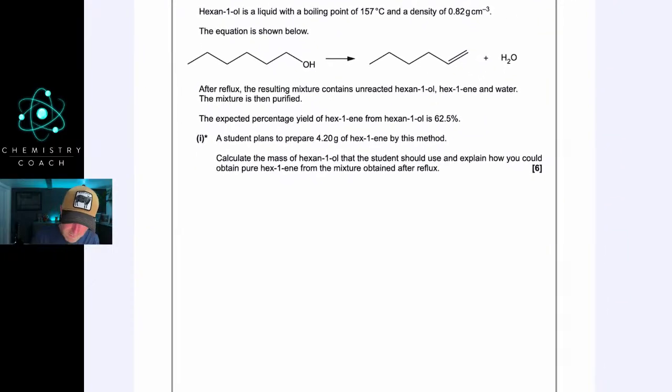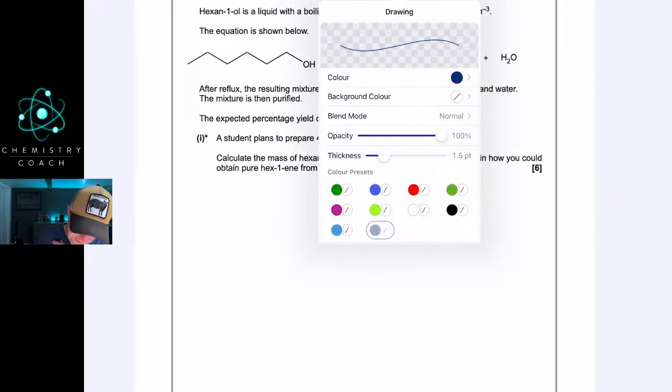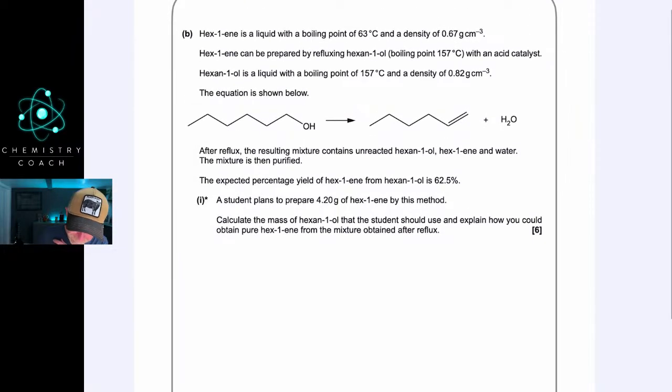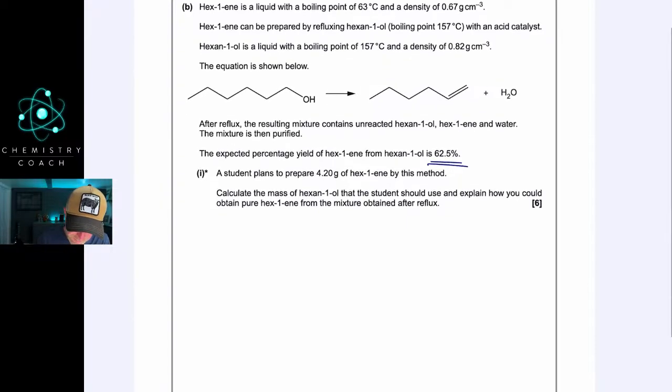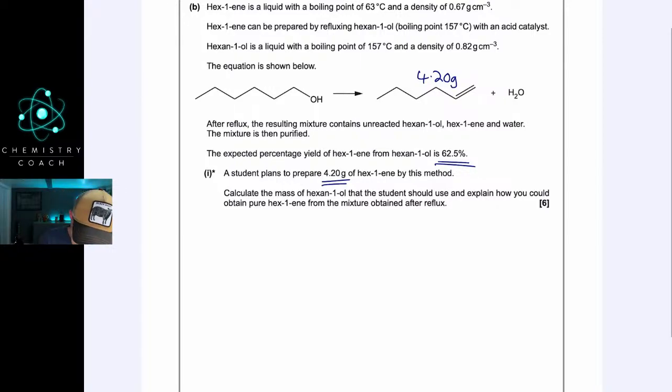Okay, there we go. Let's go through this question. Have we got time? Not really, but we'll do it anyway, because you guys are here and I'm here. So, you've got a one-to-one reaction here. You're going from hexan-1-ol to hex-1-ene. The expected percentage yield of the product is 62.5%. A student plans to prepare 4.2 grams of hex-1-ene by this method. Calculate the mass of hexan-1-ol that the student should use and explain how you should obtain pure hex-1-ene from the mixture.